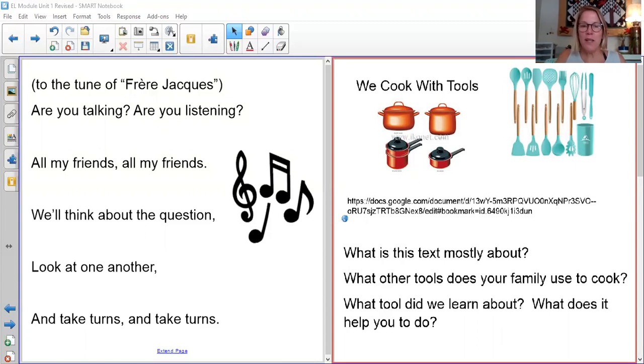We cook with tools. There are lots of tools cooks use to make food. A bowl can be used to hold food.